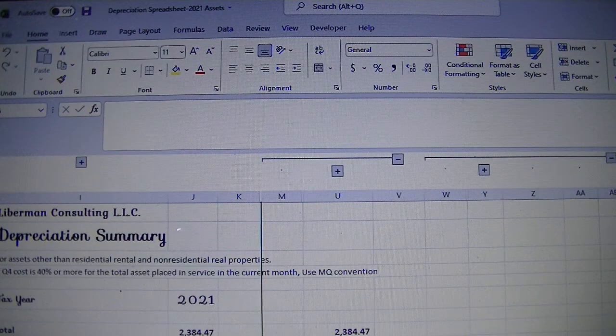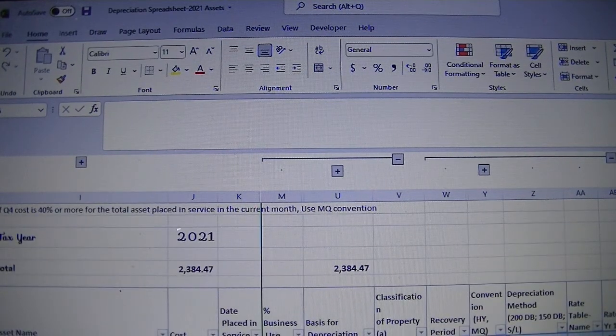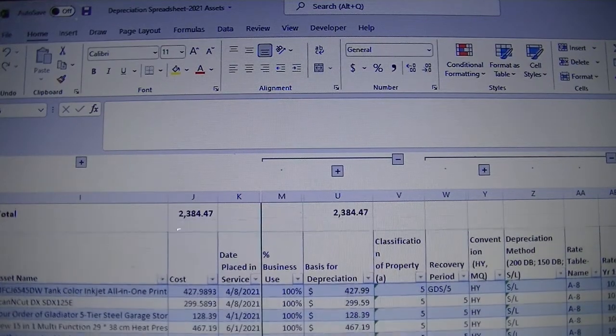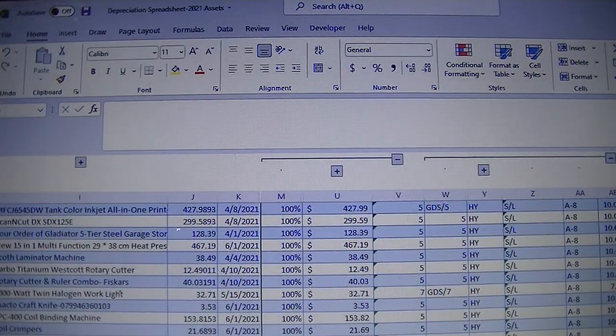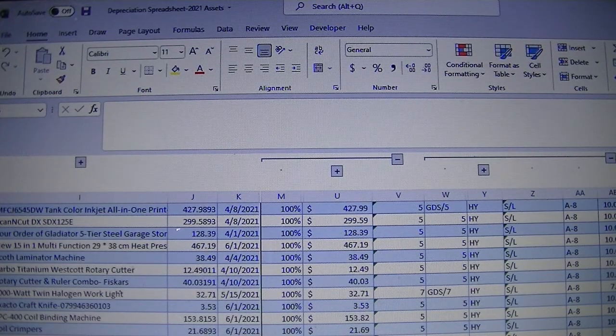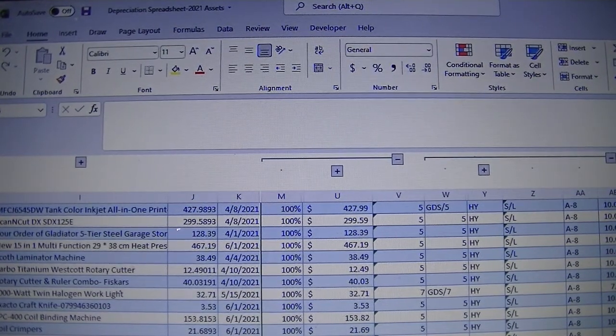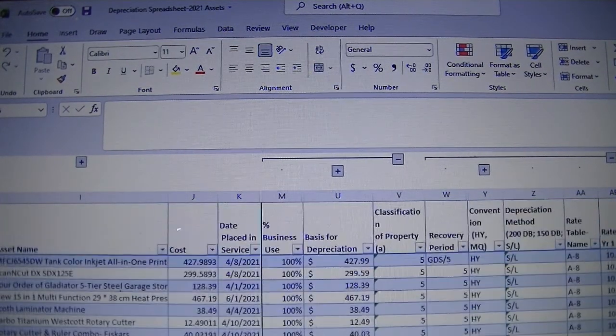If you do not have an accounting software to track your depreciable assets, you could use a spreadsheet to do that. You can design it yourself, and I believe IRS publication 946 will have a template you could use to design your spreadsheet.